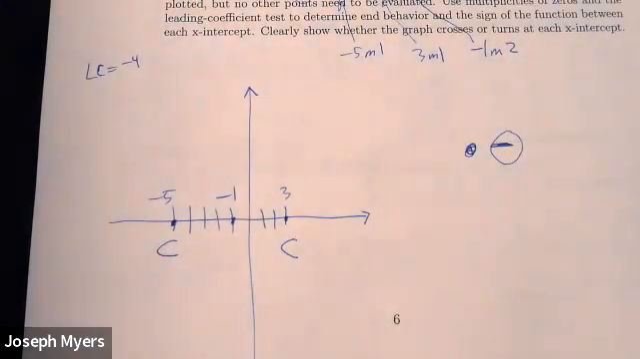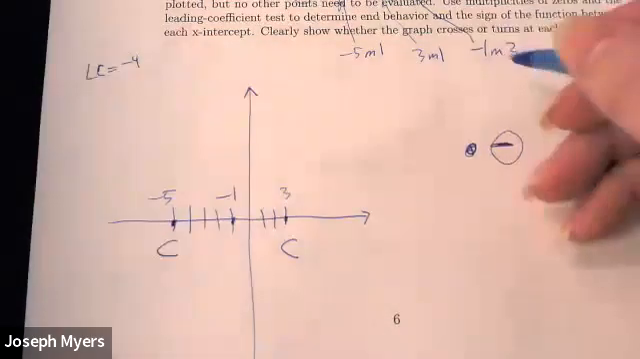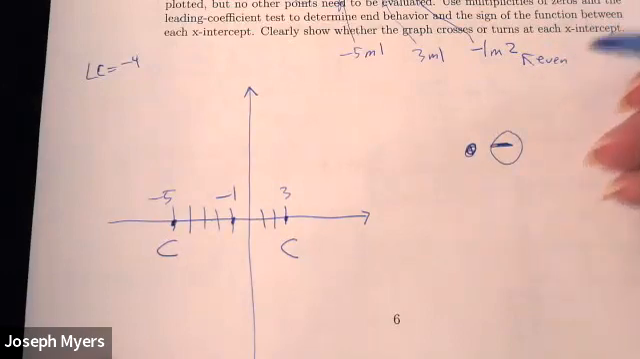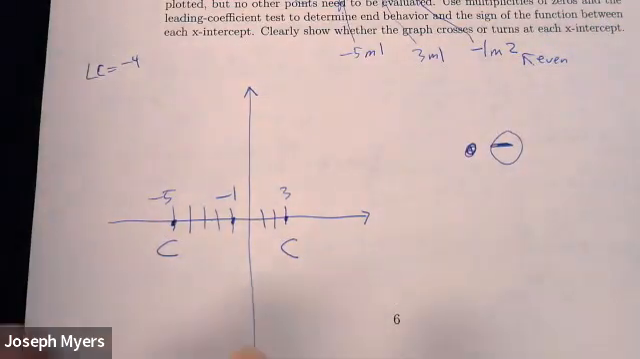Now, -1 is an odd number, but that doesn't matter. It only matters what the multiplicity is. So what's the multiplicity of -1? 2. And is 2 an even multiplicity or an odd multiplicity? It's even. So since this is even, it means equal signs on both sides, which means it does not change signs. So it's the same sign on both sides of that point. Now that's all you need to draw the picture.